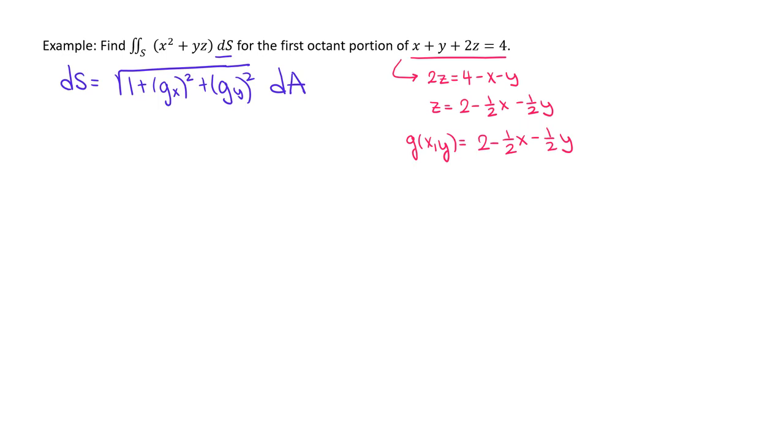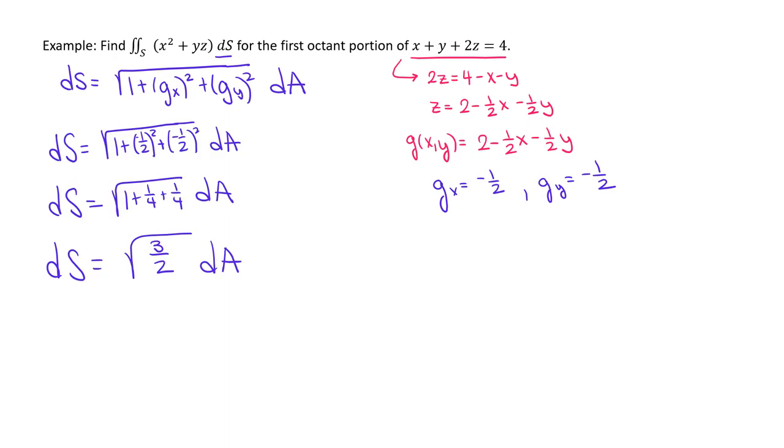So the dS in this integral is going to turn into the square root of 1 plus g sub x squared plus g sub y squared, and those are my partial derivatives. And then dA, the area we're integrating over, is the projection of that surface on the xy plane. So g sub x is negative 1/2. Derivative with respect to y is also negative 1/2. Plug that in. So my dS here is going to be the square root of 1 plus 1/4 plus 1/4. I got square root of 3/2 dA.